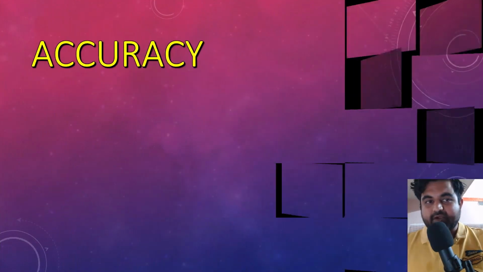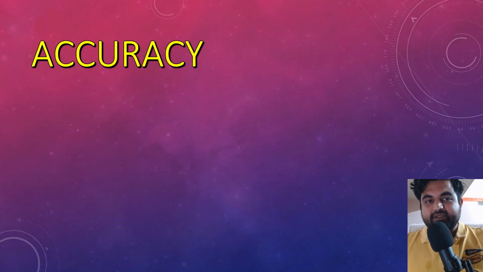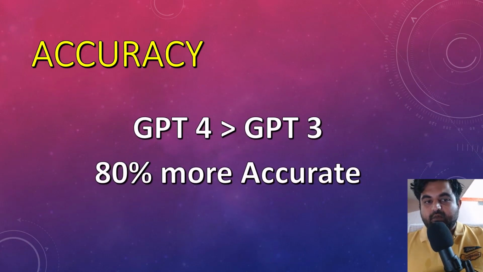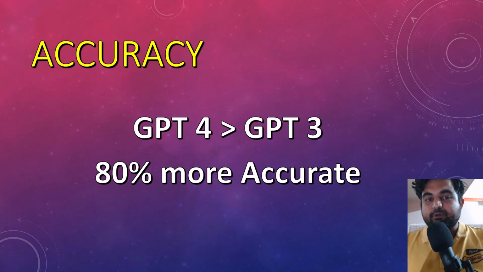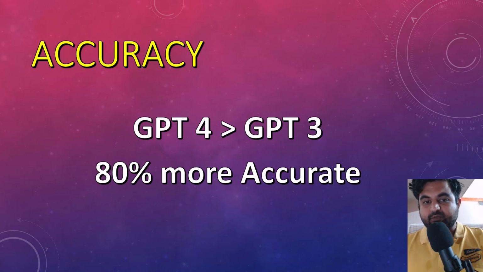So that's pretty awesome. If we see the accuracy between GPT-3 versus GPT-4, well, GPT-4 is supposed to be almost 80% more accurate, and we can already see why. Because GPT-4 takes so many more input parameters into consideration before giving any answer. That is why it is much more accurate, and that is reflected in the different results that we saw all across.